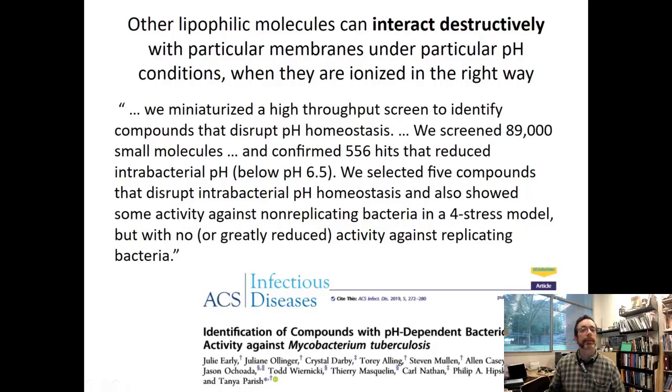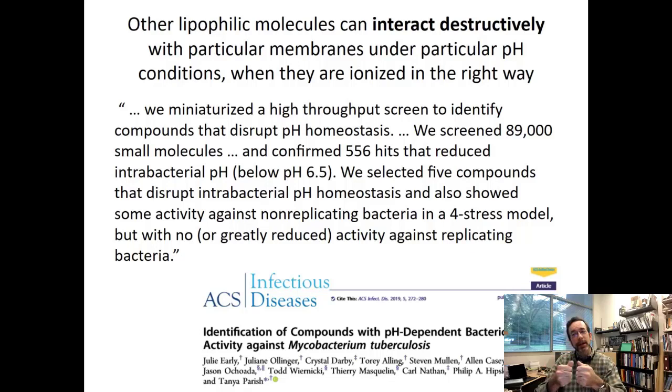Here's some text from it. They miniaturized a high throughput screen to identify compounds that disrupt pH homeostasis. They basically looked for disruptive compounds that they would mix together with their organism. And if you look at the organism, it's Mycobacterium tuberculosis. They basically screened 90,000 small molecules. Out of that, they found about 500 that actually resulted in the bacteria having pH that was too low.